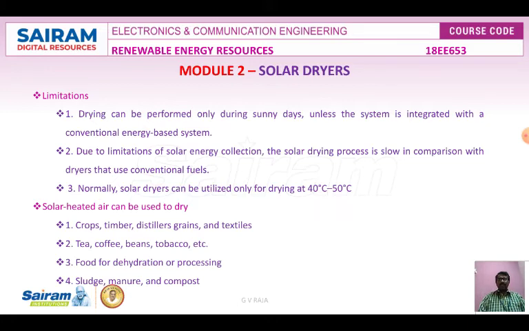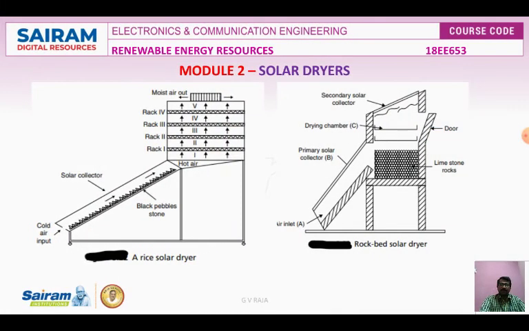And the solar heated air can be used to dry crops, timber, distillers grains, textiles, tea seeds, coffee seeds and beans, tobacco seeds, food for dehydration or processing, sludge, manure, and compost. For that purpose, we are using this. And here two diagrams are there. One is the rice solar dryer. Another one is a rock bed solar dryer.